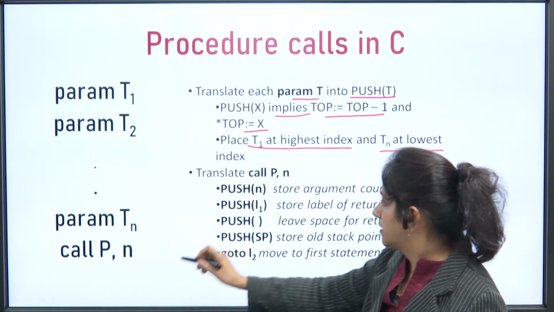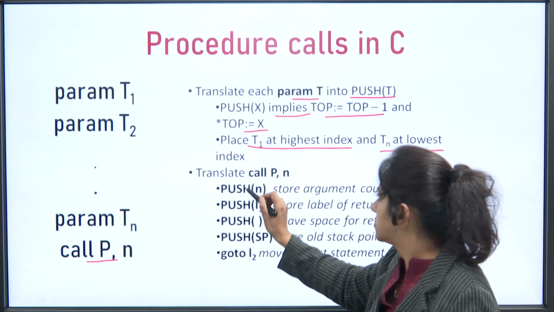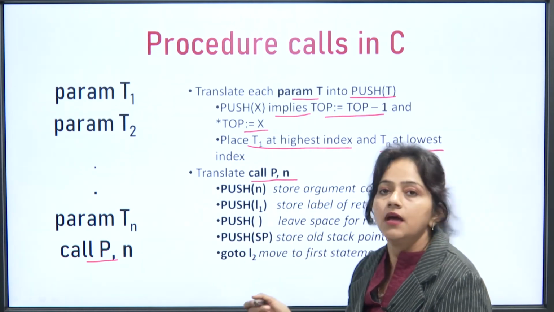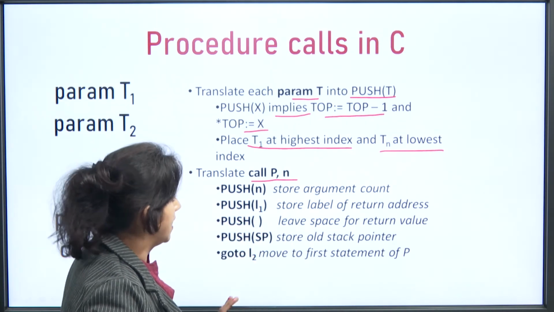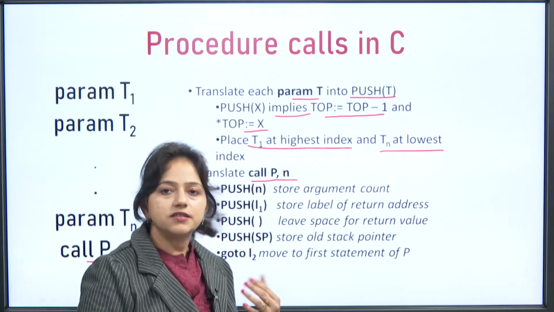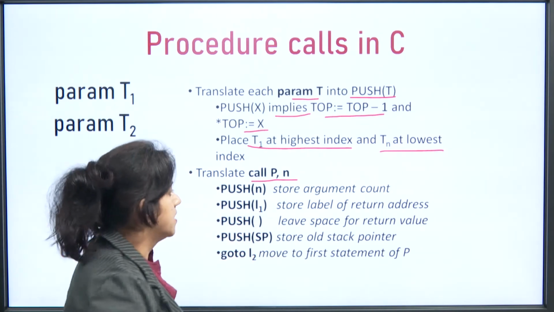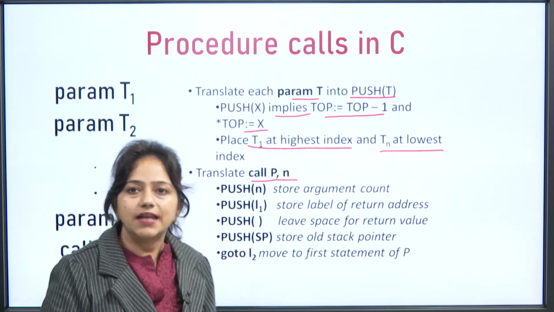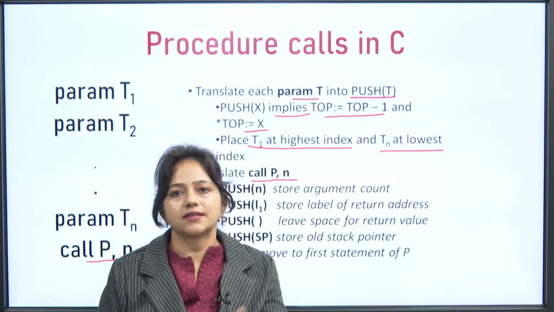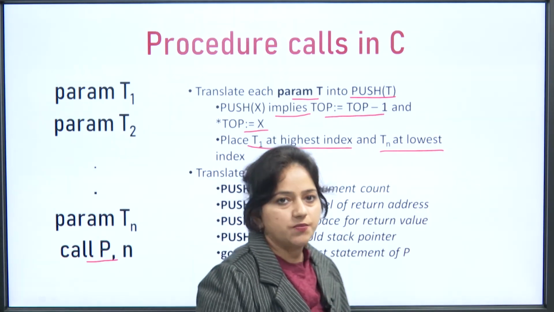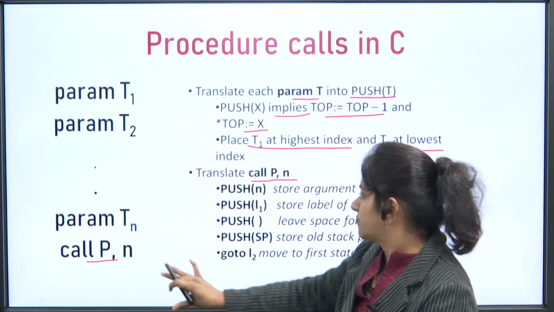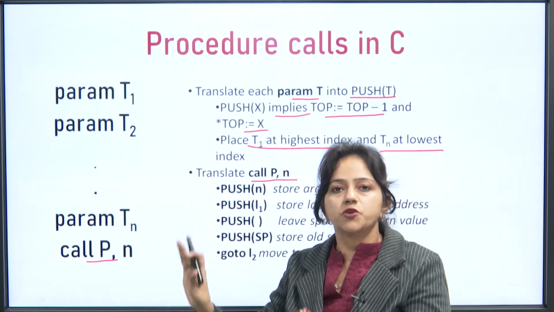Now, next is to see how we translate call P comma n. This translation requires storing many things into the stack, like argument count, return address, return value, old stack pointer, and then we will move to the first statement of P. So, this will require many things to be pushed onto the stack.